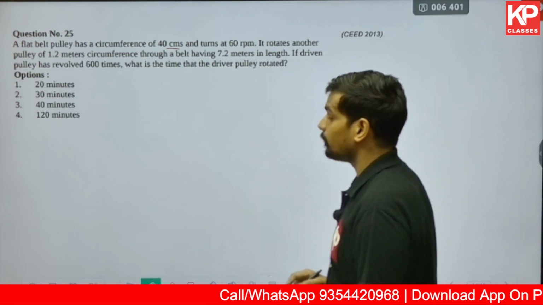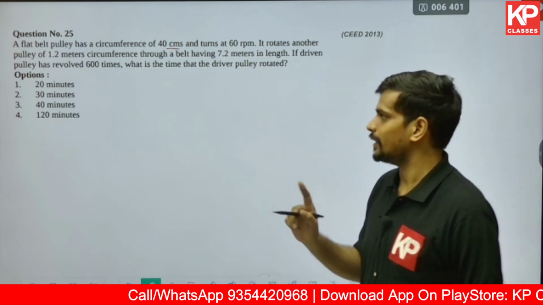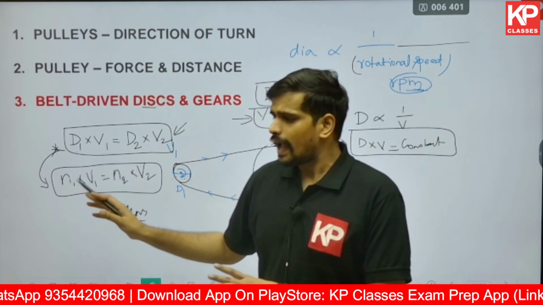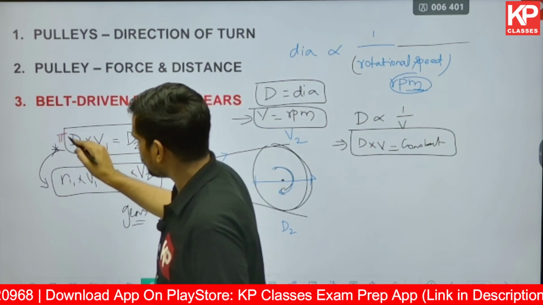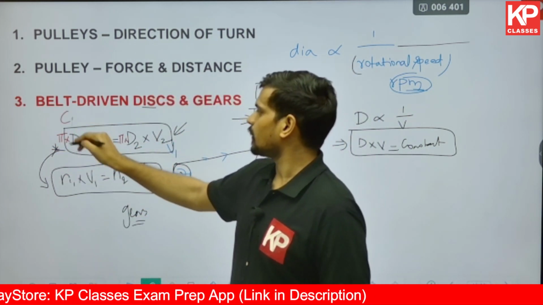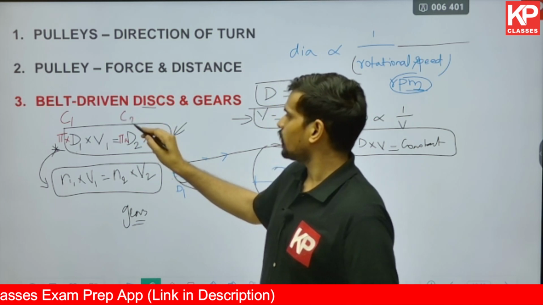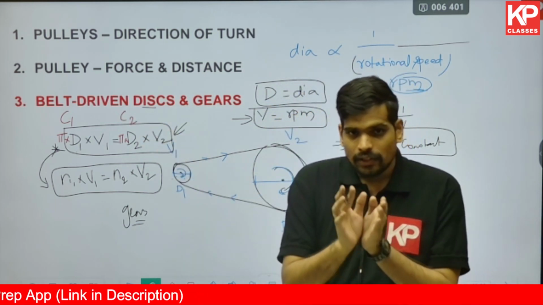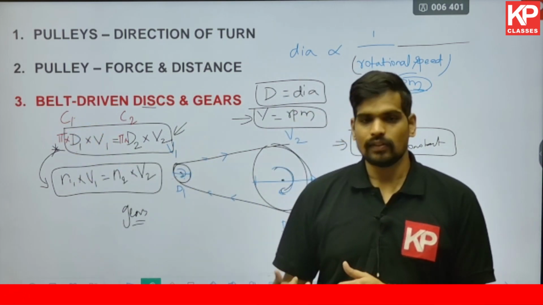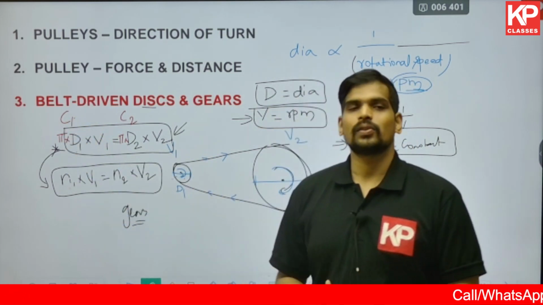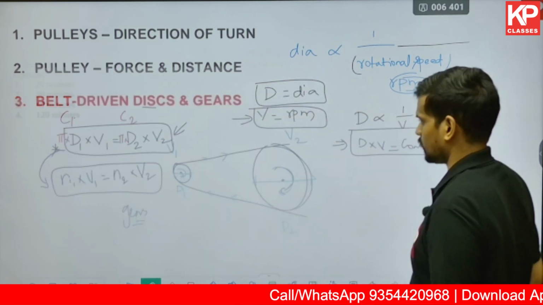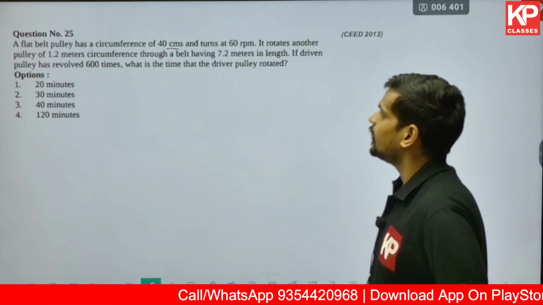Of 40 centimeters circumference, they have given the circumference, that is pi into d basically. Remember, in this equation, even though I have written in terms of diameter, if I multiply by pi on both sides, the equation will not change. So pi into d1 is nothing but the circumference of the first disc. Instead of d into rotational velocity, you can also write circumference into rotational velocity, or number of teeth into rotational velocity. You can interchangeably use those terms. Do not get confused.